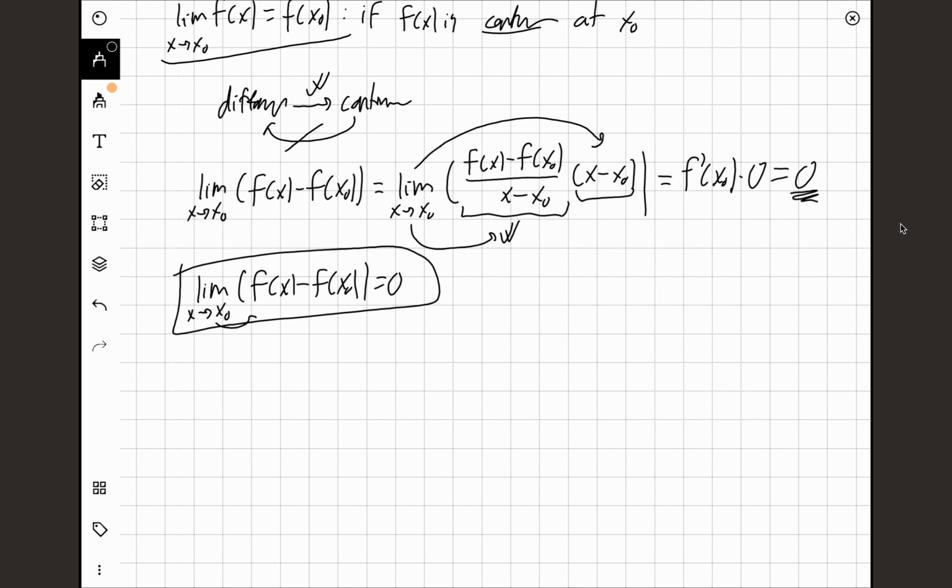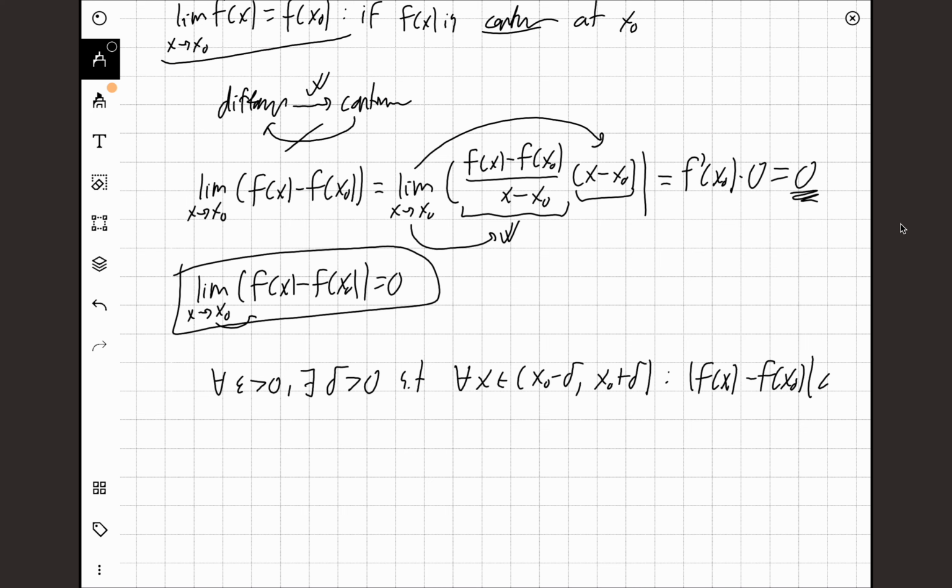Well, if we use the epsilon-delta definition, this is basically saying that for every epsilon greater than 0, there exists a delta greater than 0, such that for any x in our delta interval, so (x0 minus delta, x0 plus delta), any x in this interval, we're going to have that |f(x) minus f(x0)| is less than epsilon. So this is basically saying no matter how small of an epsilon we take, we can always find a range of x values in this delta range such that the difference between these functions will be less than epsilon.